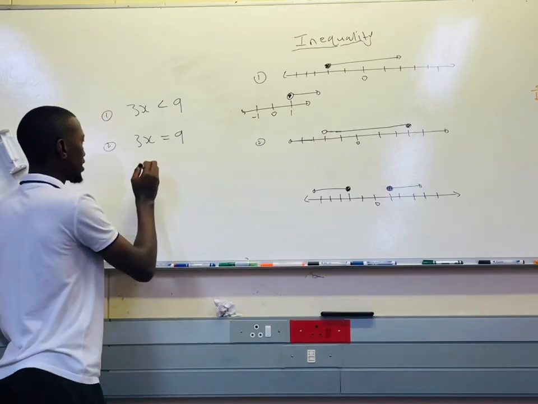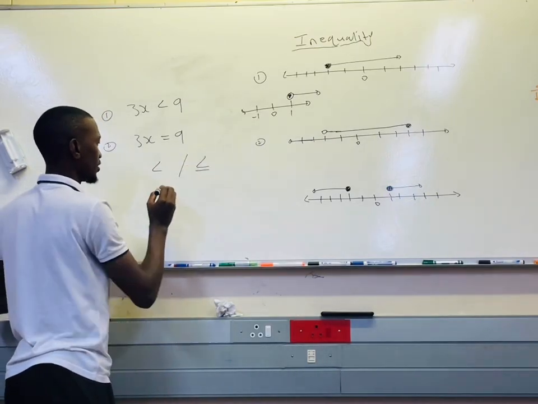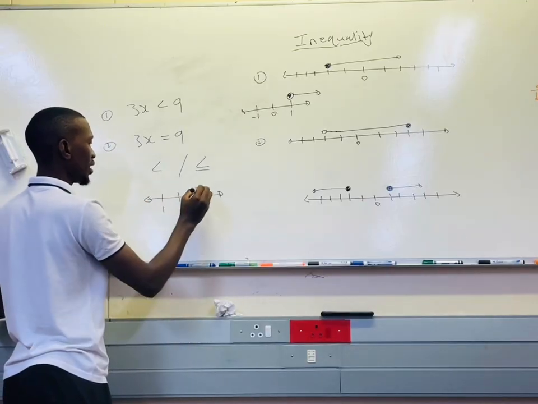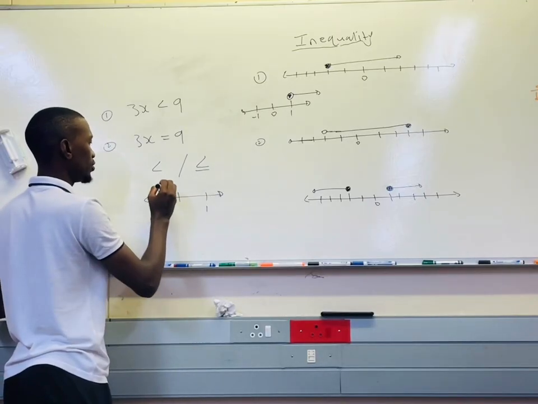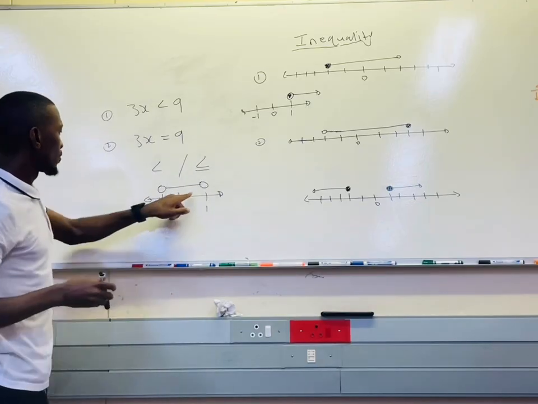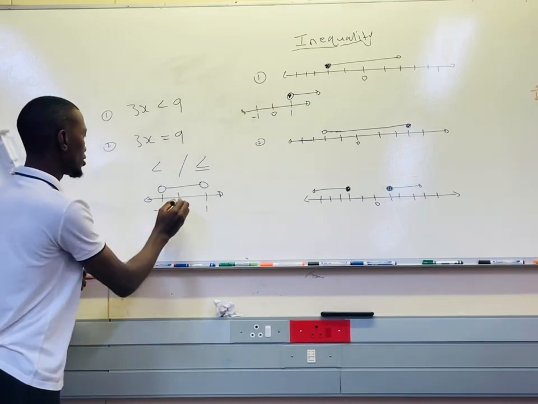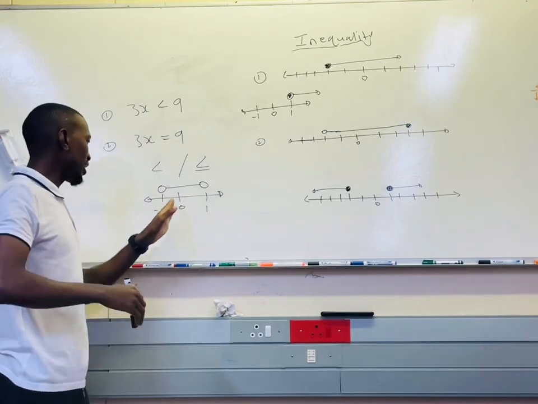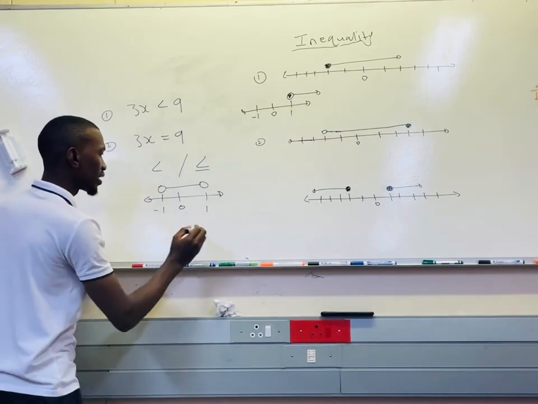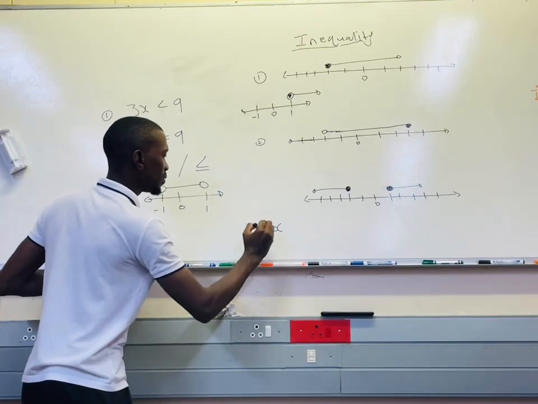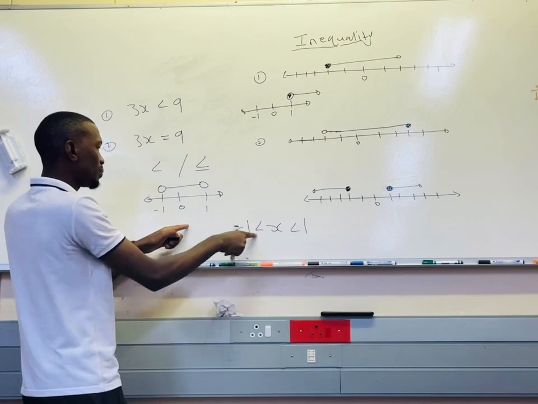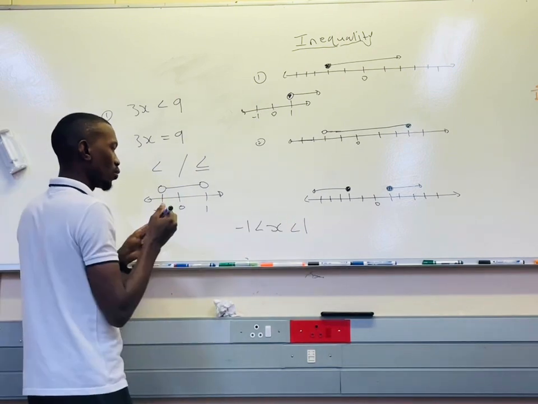When I have this on the number line, let's just say this is minus 1 and 1, and this is 0. So we are looking for all the values that are between minus 1 and 1. This is how we're going to write it. We say x is bigger than negative 1 but less than 1.